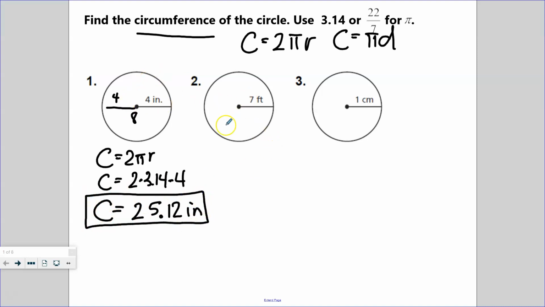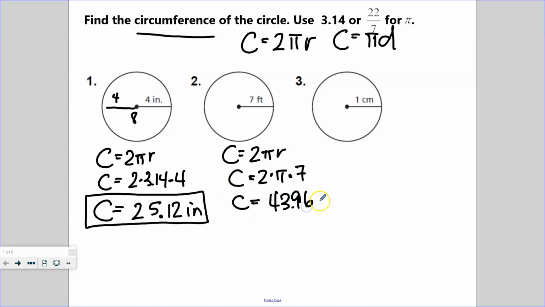All right. Moving along to this one, circumference equals 2 pi r. Circumference equals 2 times pi times 7. If you want to save yourself some writing, you can always just write pi in there if you know it equals 3.14. So 2 times 7 is 14, 14 times 3.14, and we get 43 and 96 hundredths. Don't forget those units, feet.